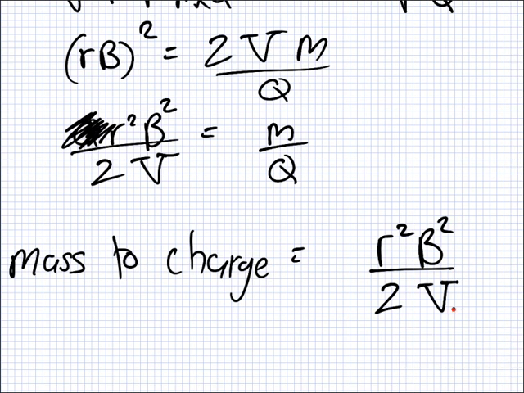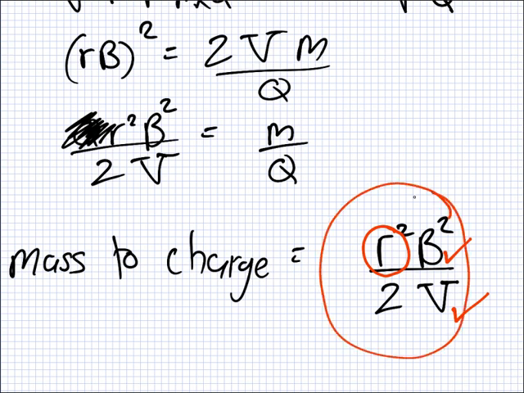Is equal to r squared B squared over 2V. Now look. Do you know the voltage? Obviously. Do you know the magnetic field density? Yes, obviously. Can you measure the radius? Yes, from a bit of trigonometry perhaps. So by simply using this formula, you've calculated the mass to charge ratio.